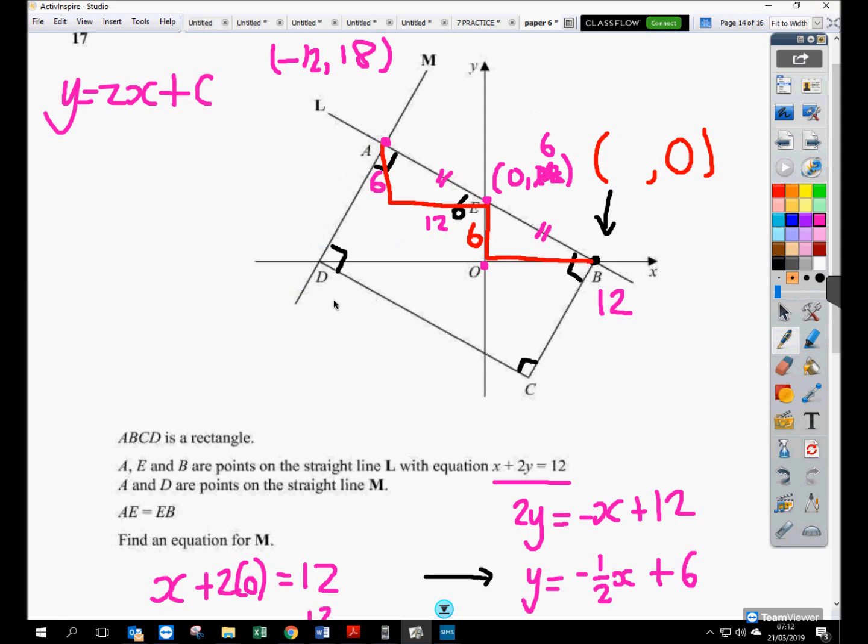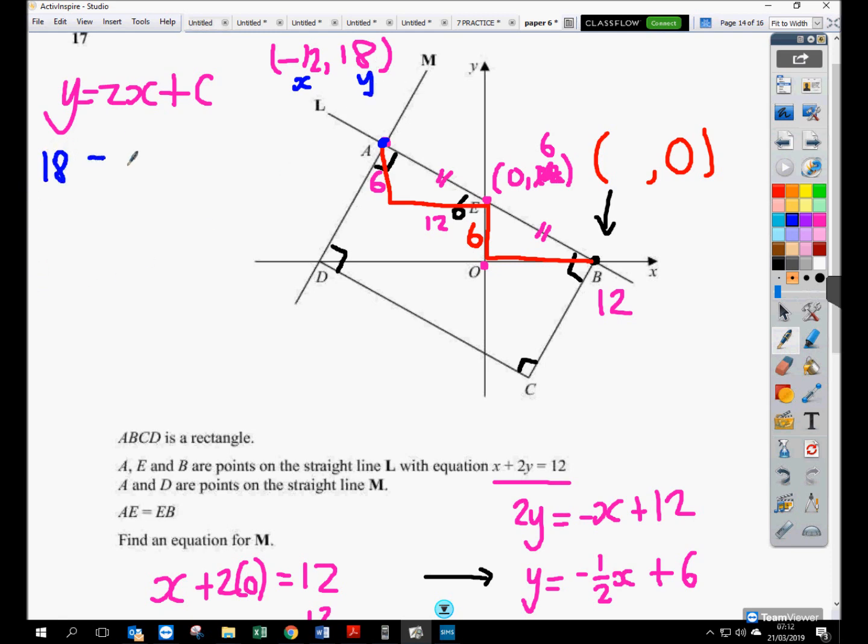A lies on line M. I need this point on line M. I can't use any other point because I don't know any other points that are on the line. I don't know what D is, so I've worked out what A is because it's slightly more straightforward. Anyway, let's substitute this in here to work out C. Remember, coordinates are written x, y.